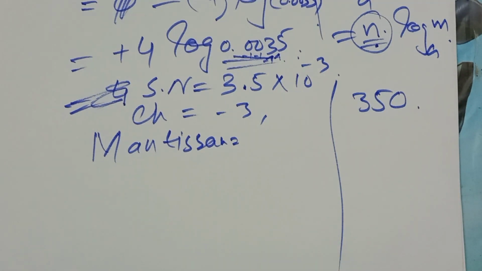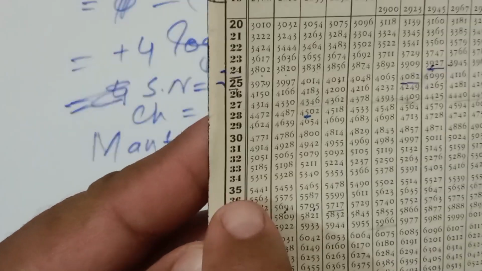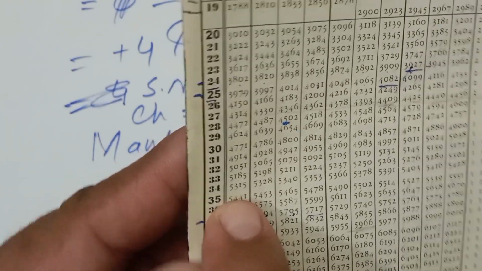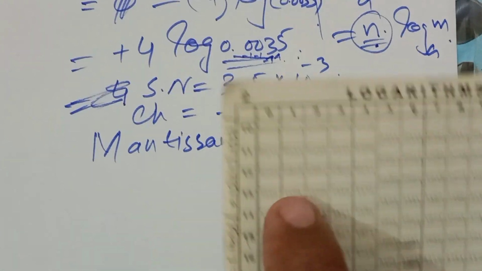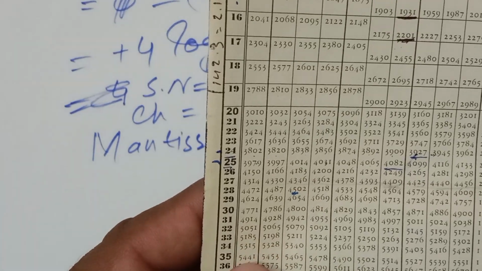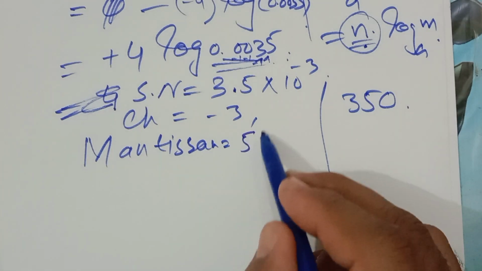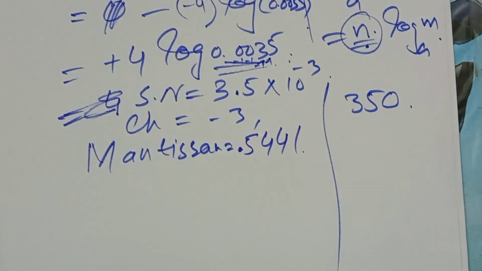So in the logarithmic table, first of all we take the first two-digit non-zero number from left to right and check it in the column of 0. Here is the logarithmic table, here is our 35, and this is our 0 column. So 35 under 0 is 5441, with a decimal point, which is a must for the mantissa in the logarithmic table.